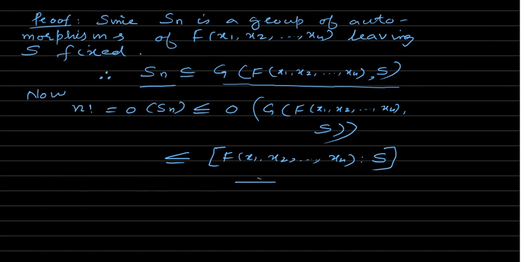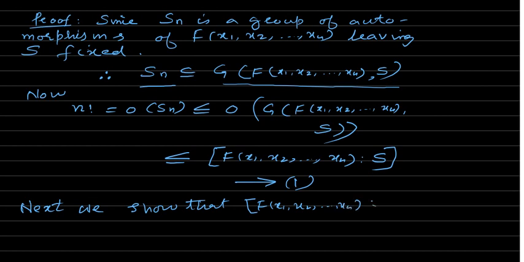Name this one. Next we show that the degree of F(x1, x2, ..., xn) over the field F(a1, a2, ..., an) is less than or equal to n factorial. This we will prove. It is less than or equal to n factorial.